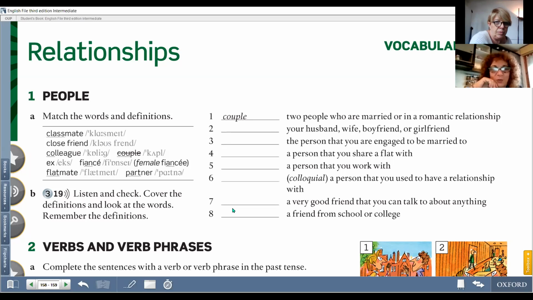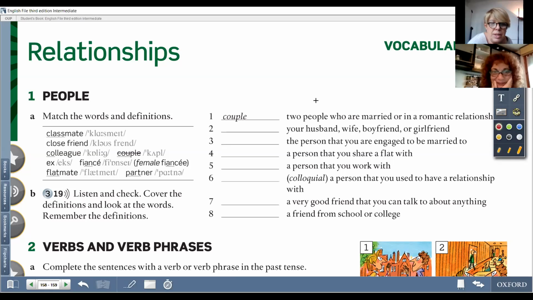Are the definitions here on the side? Yes. Okay. I take the pen as well. Partner? It is, yeah, sure, it's a partner.